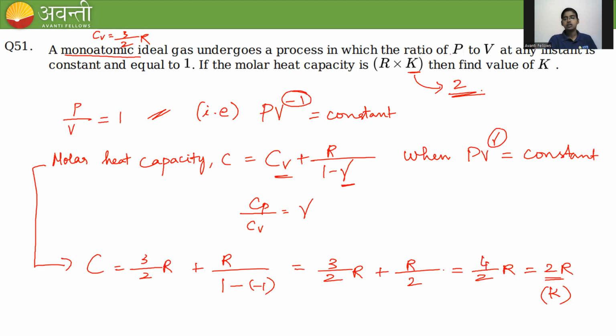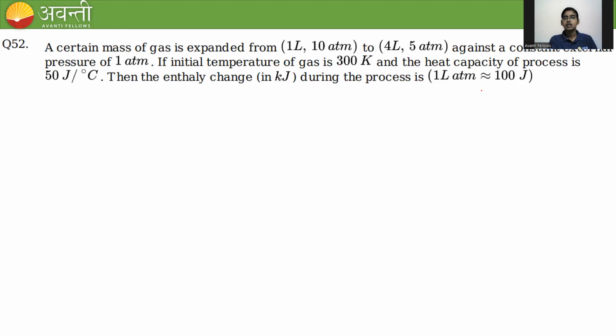Got it? Now moving on to the next question. A certain mass of gas is expanded from 1 liter, 10 atmospheric pressure to 4 liter, 5 atmospheric pressure against a constant external pressure of 1 atmospheric pressure. If the initial temperature of the gas is 300 Kelvin and the heat capacity of the process is 50 joule per degree Celsius, then the enthalpy change during the process in kilojoule is. And 1 liter atmosphere is approximately equal to 100 joule.